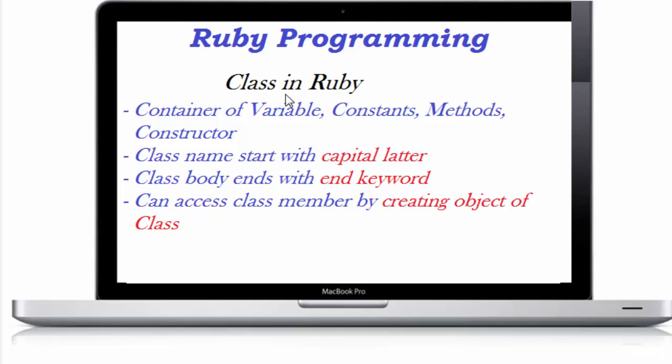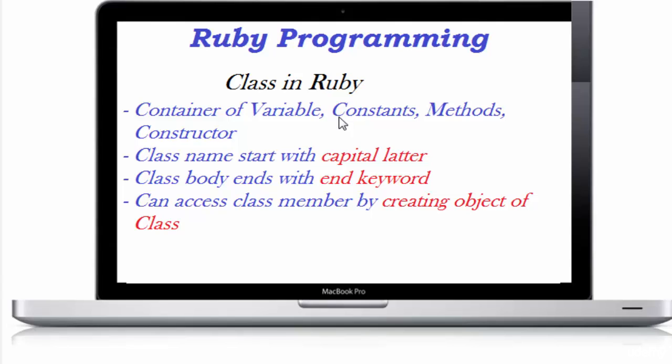A class is a container of variables, constants, methods, and constructors. Variables are used to hold some data, and the value of a variable can be changed. Constants are used to hold some data, but the value of a constant cannot be changed. A method is a group of code to perform some specific task, and constructors are again quite similar to methods, which are automatically called when the object is created.